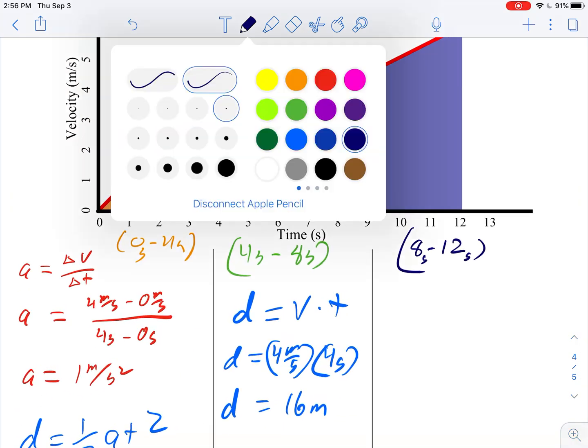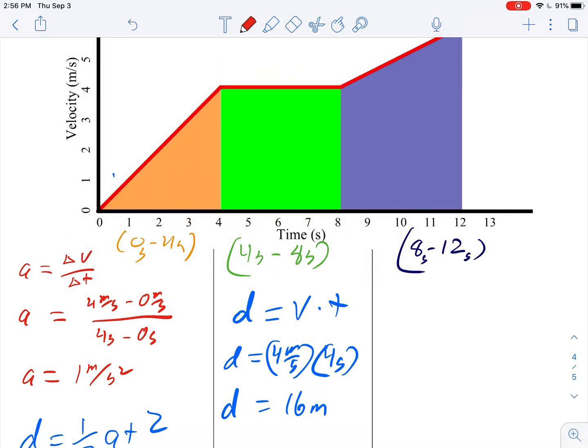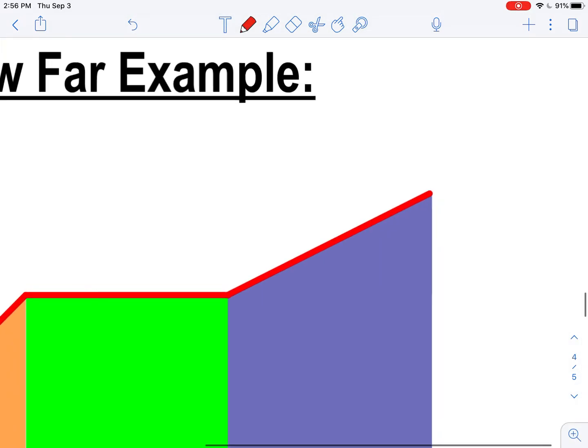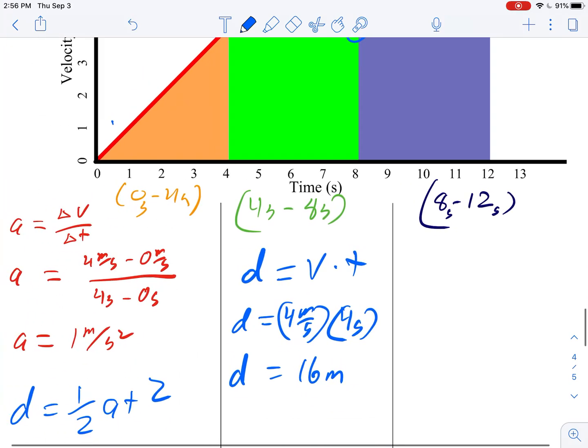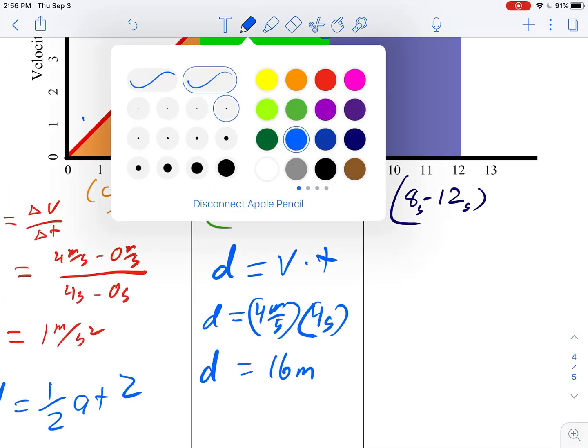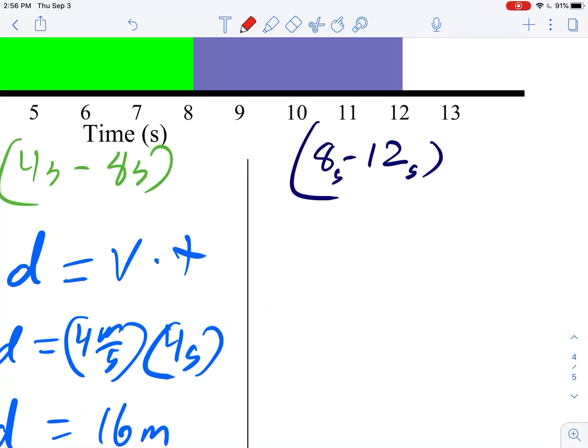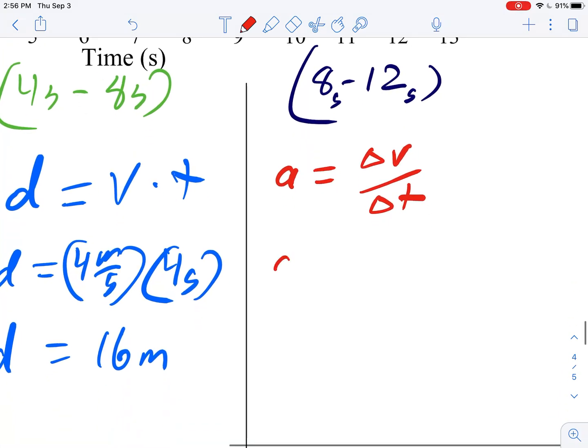All right, so I've got a non-zero slope. I'm considering this interval, this little piece right here. That's my initial velocity. This here, that's my final velocity. So I'm going to compute the acceleration by computing the slope. The acceleration is equal to the change in velocity divided by the change in time.